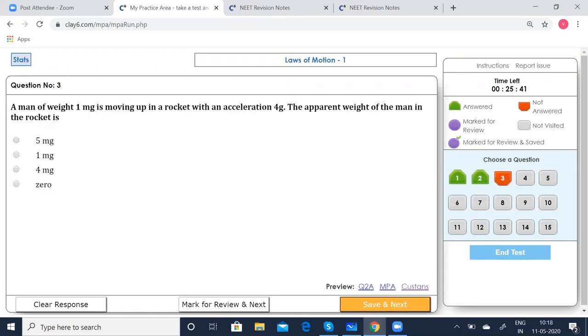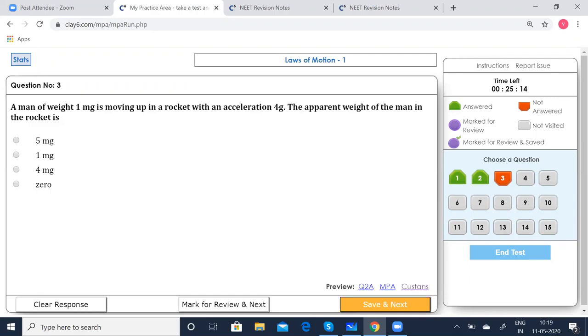A man of weight 1 mg is moving up in a rocket with an acceleration of 4g, where g is acceleration due to gravity. Remember, 4g, that is 4 times g. The apparent weight of the man in the rocket is what? What is going to be the apparent weight of the man?